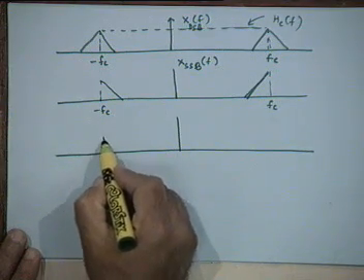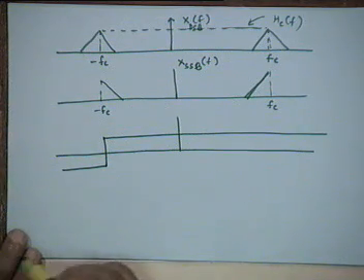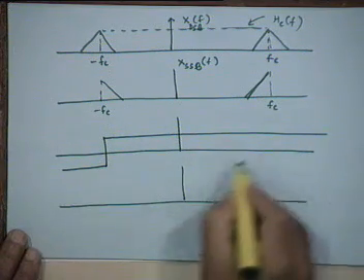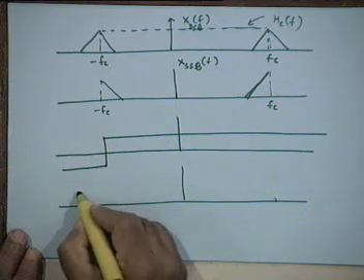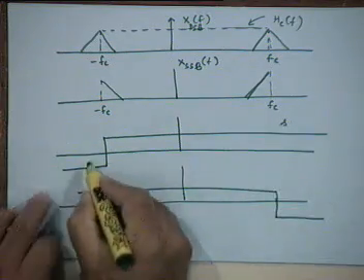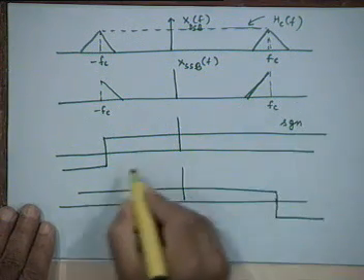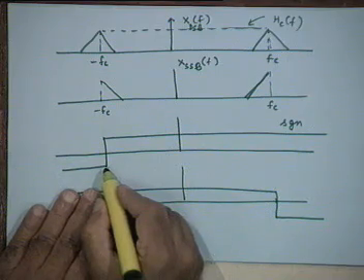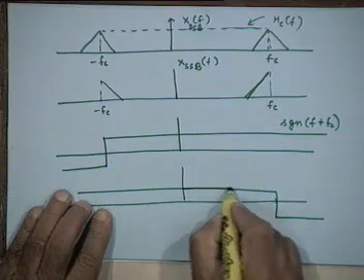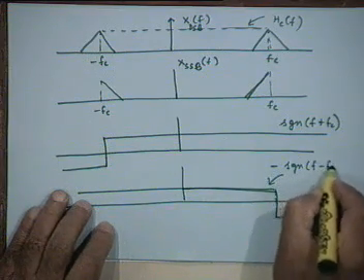of a function like that, right, and a function like that. If you were to express this mathematically in terms of the signum function, how will you write this? Signum of, where is the signum function located here? Minus FC. So this will be signum of F plus FC, right? And this will be correspondingly minus signum of F minus FC.